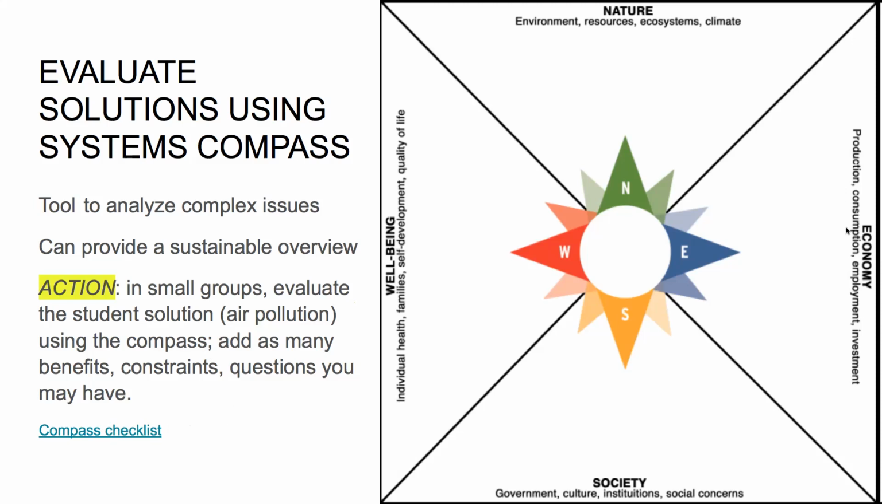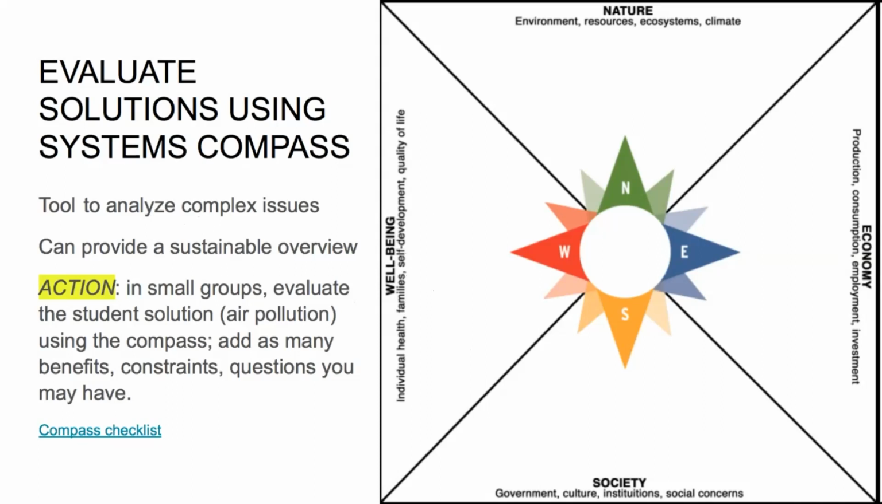East stands for economy. It's the production, the consumption, the employment, the investment related to any problem or solution. Societal category, so government, policy, culture, institutional knowledge or policy, social concerns. And finally, we have well-being, which is regarded a little bit more along the individual aspects of health, families, how it impacts self-development, mental health, quality of life, okay?